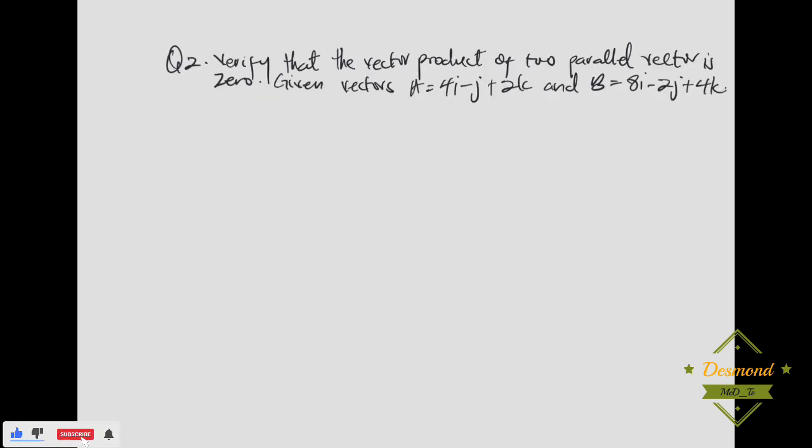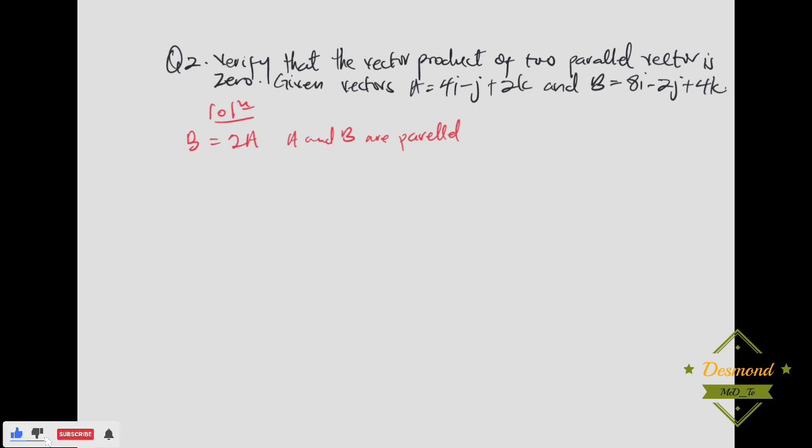In our second question, we're going to verify that the vector product of two parallel vectors is 0, given the vectors A, 4i minus j plus 2k, and B, 8i minus 2j plus 4k. Let's do that with a step-by-step solution. The first thing you need to do is to verify something. If you look at the vectors here, you can see that B is equal to 2A, which means that A and B are parallel. You can see that from the question.